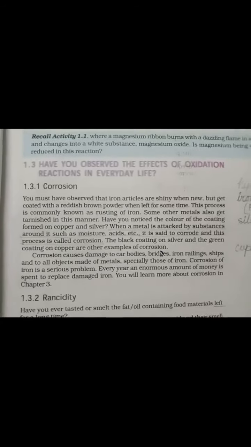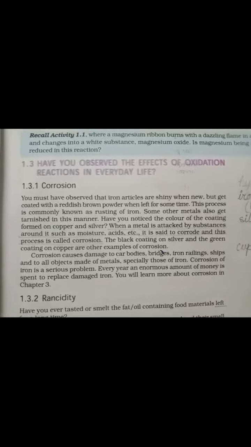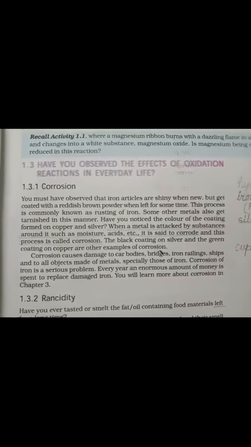Next, we will be learning about some common effects of oxidation reactions from our daily life. That is about corrosion and rancidity. So come, let's see. Have you observed the effects of oxidation reactions in everyday life?